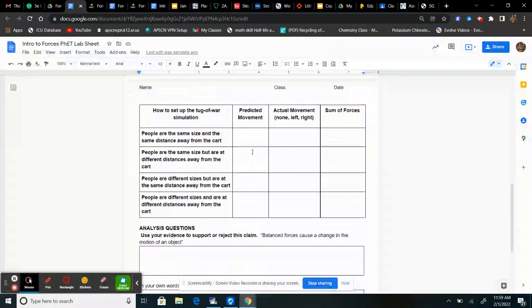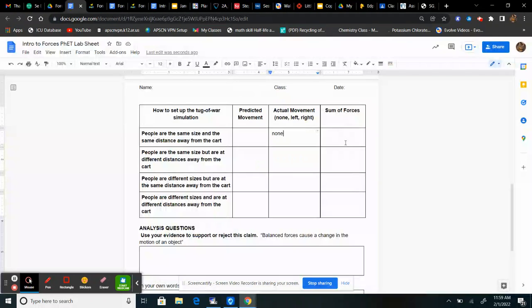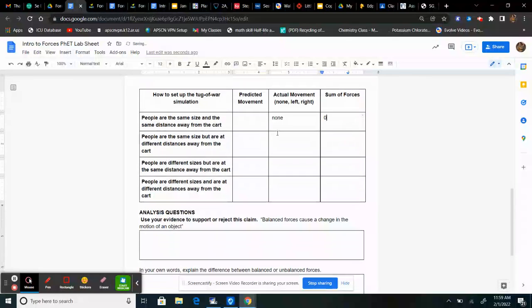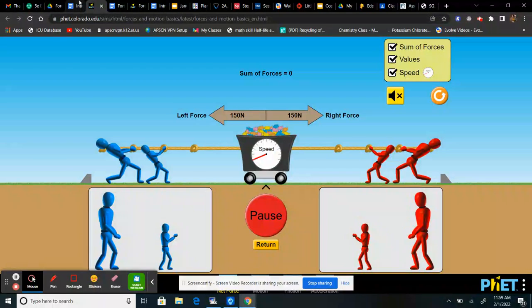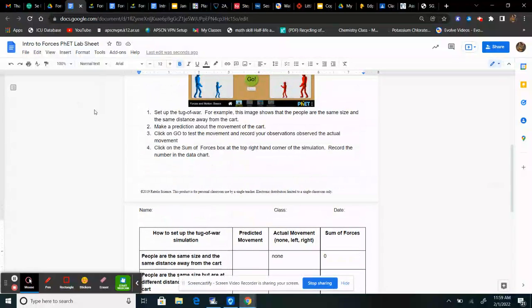So we would simply take everything in our chart here. People are the same size, same distance. You had your predicted movement. Was there any movement? We saw that there was none. Sum of forces, right here at the top, we saw it was 0. Then you just keep going down, do the same thing, manipulate your simulation and fill everything in here. So that would be part 1.